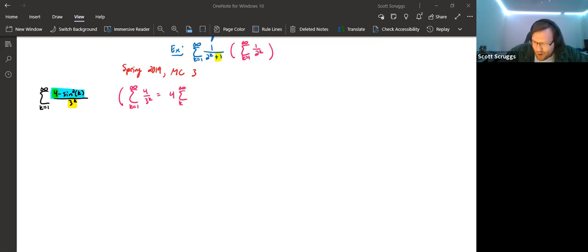But I'm keeping that in there right now because that 4 is not dependent on k, so I can take it outside of my series and work with that. I'm also keeping the 4 in there right now for how we justify it a little bit later on in this problem. But just note that what I'm going to do is use 4 over 3k as the series I'm comparing with.